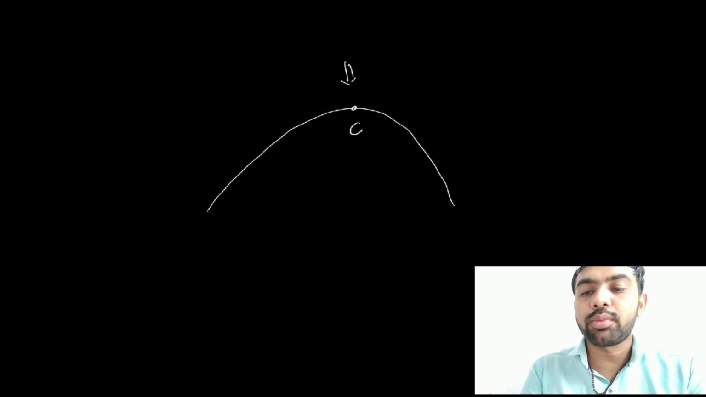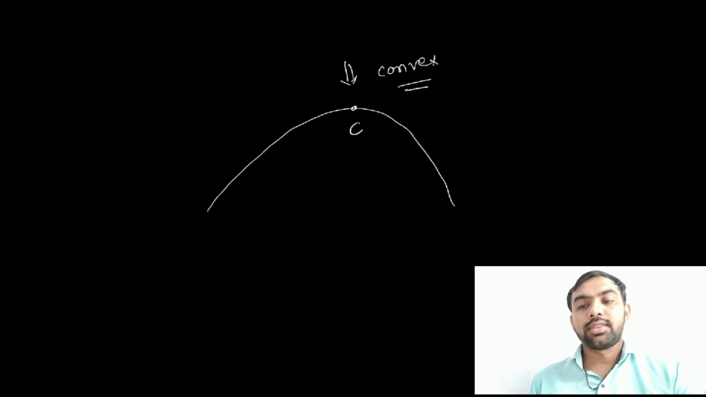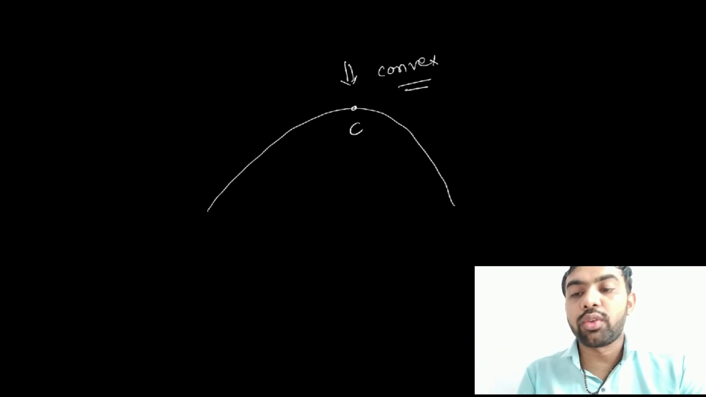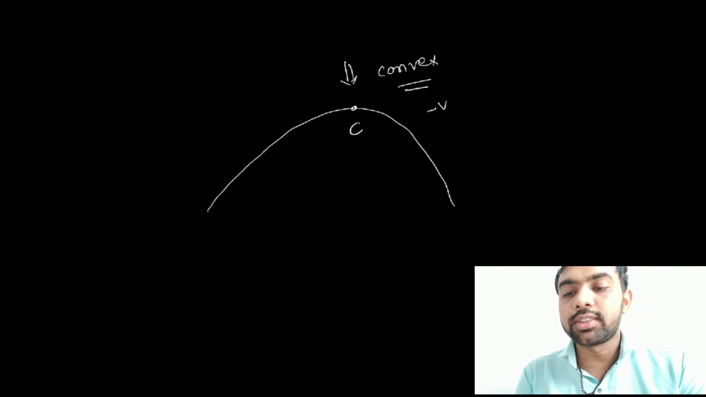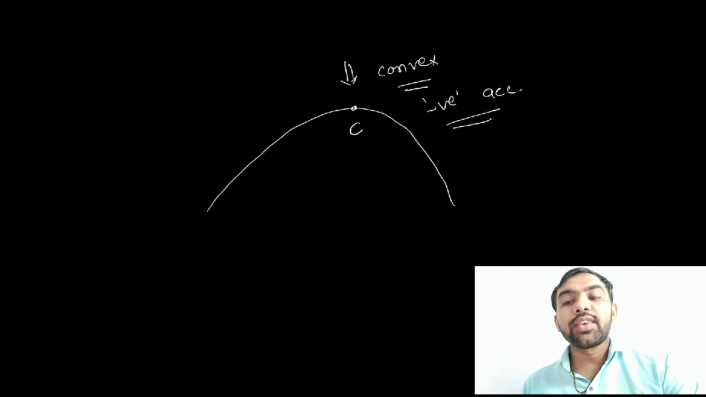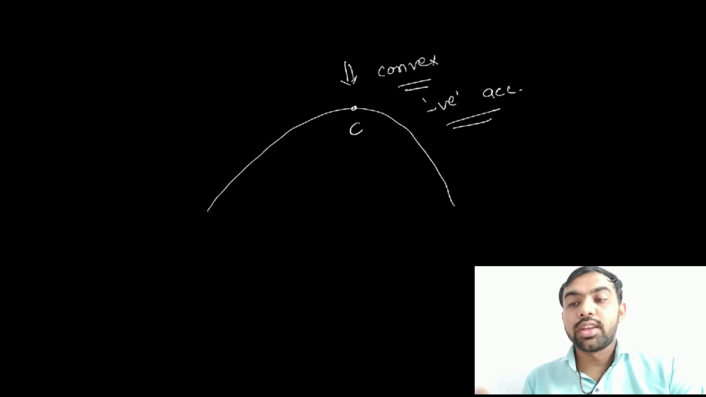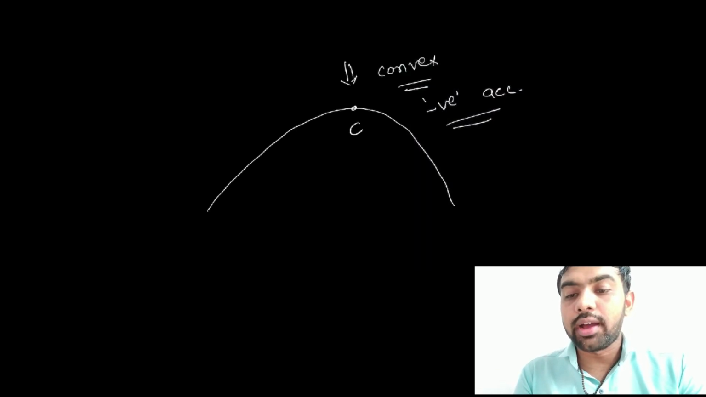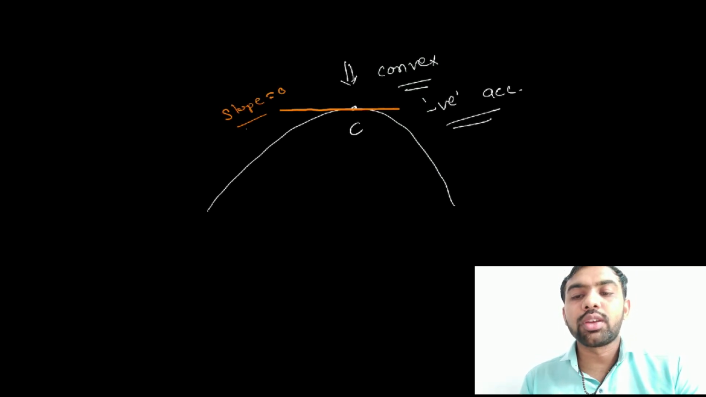If you draw the figure at C, then at C the figure is like this. This is the C. Now you see the graph from the top. Then this is what? Convex. Convex means what? Negative acceleration. You just see, you understand. And here we draw the graph of slope like this. Slope is equal to 0.